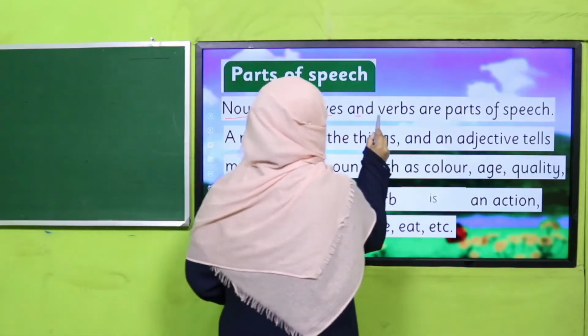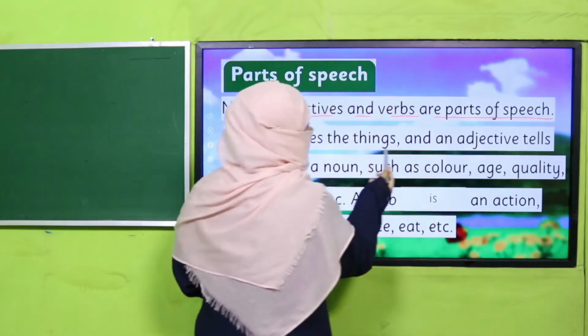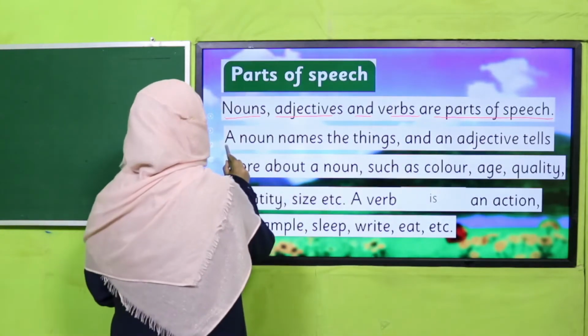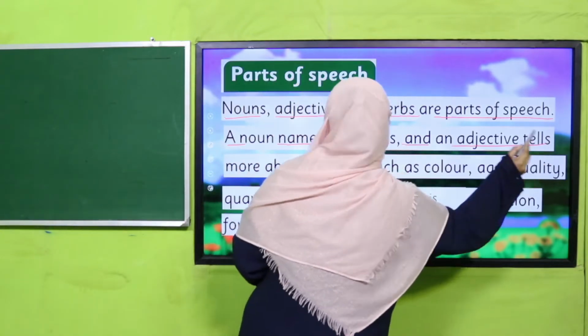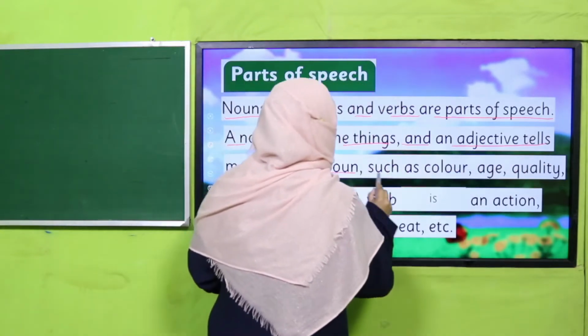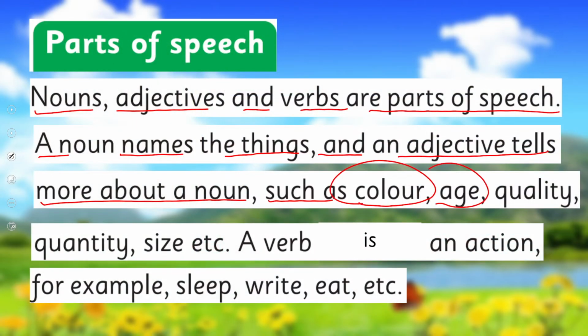Nouns, adjectives, and verbs are parts of speech. Yes, we know, we just recalled it. A noun names the things, and adjective tells more about a noun, such as color, age, quality, quantity, size, etc. And a verb is an action, for example, sleep, write, eat, etc. Right? So these 3, we are going to focus these 3 parts of speech for today's lecture.